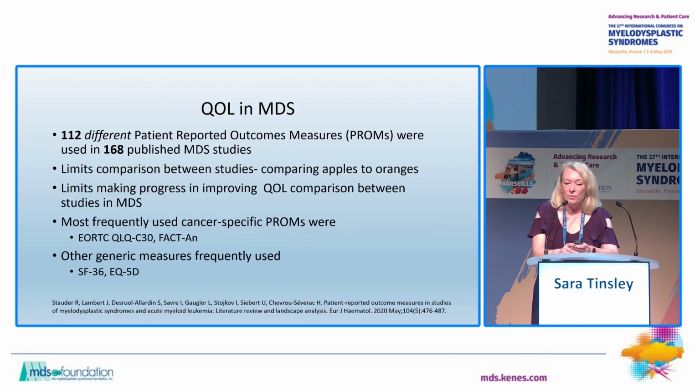So quality of life in MDS, this is a study or a systematic review, which is a type of study, and they looked at quality of life in MDS and how it's been measured and what are some of the problems when we're trying to measure quality of life. You can see there were 112 different patient-reported outcome measures or tools for measuring quality of life in 168 published MDS studies. So when you think about that, you can't really compare one to the other if they're using a different instrument to measure it.